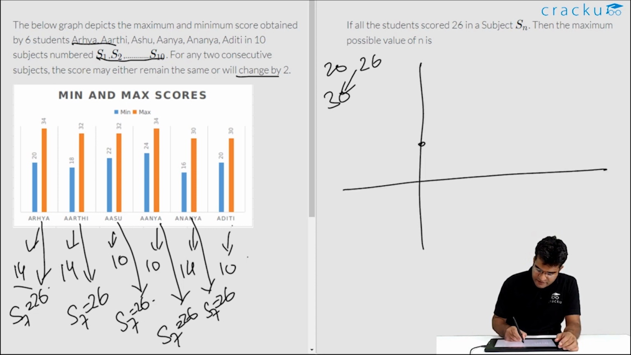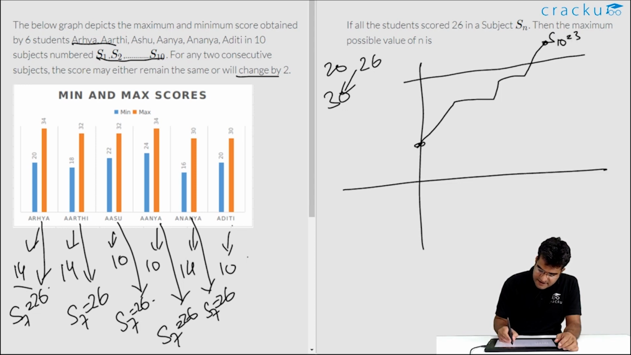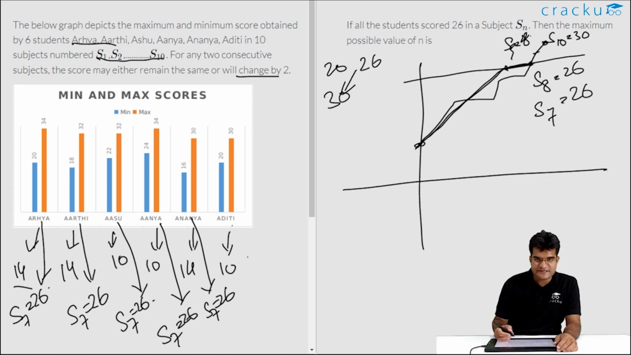Again, if you draw it from 20, some graph where S of 10 is finally 30, S of 9 is 28, and S of 8 is 26. So again, we can easily find a case where S of 7 is equal to 26, where it is flat at 26, and from S of 7 to reach 20 in 6 steps is quite easily possible. So even in this case, S of 7 is equal to 26 is possible.